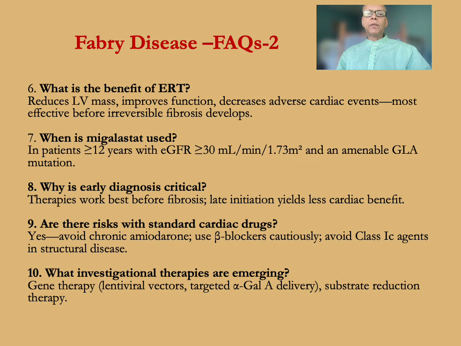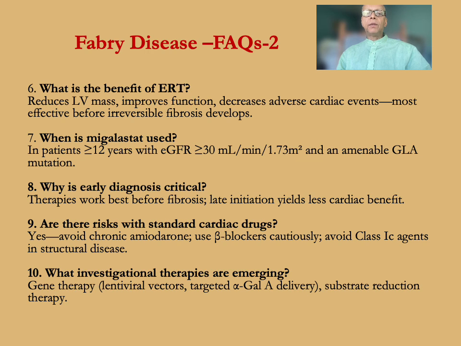What's the benefit of ERT? That's enzyme replacement therapy. It reduces LV mass, improves function, decreases adverse cardiac events, most effective before irreversible fibrosis develops. When is migalastat used? In patients above the age of 12 with the eGFR greater than 30 and an amenable GLA mutation. Why is early diagnosis critical? Therapies work best before fibrosis. Late initiation yields less cardiac benefit.